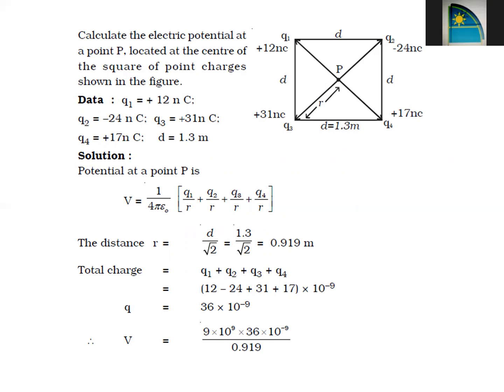Anyways, potential is a scalar quantity, so you can simply write the formula of potential, that is kq divided by r. For each charge you write q1 divided by distance r, because everybody is at a distance r from point P. So you can simply fill in the values, and you can easily calculate the value of potential at the central point P due to the charges at the corners of the sphere.